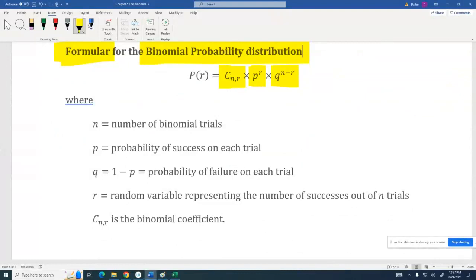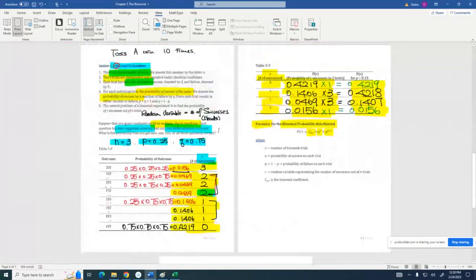R was the random variable, which was the number of successes. It can be 0, 1, 2, or 3, because I had 3 questions. And here is the N. What was the N? N was the number of independent trials. Right? We can get each probability directly. Let me show you. So now I can split again.